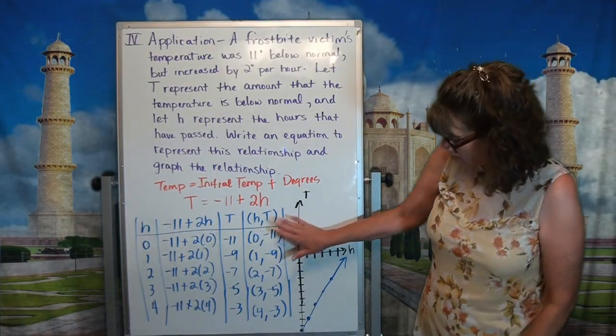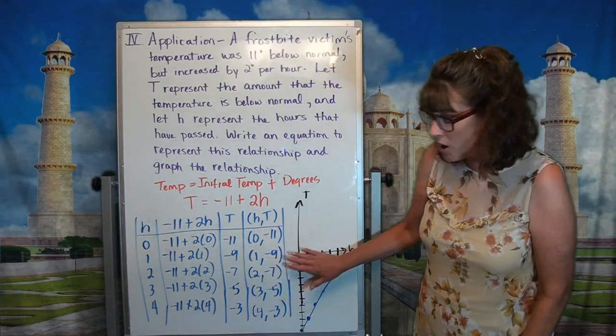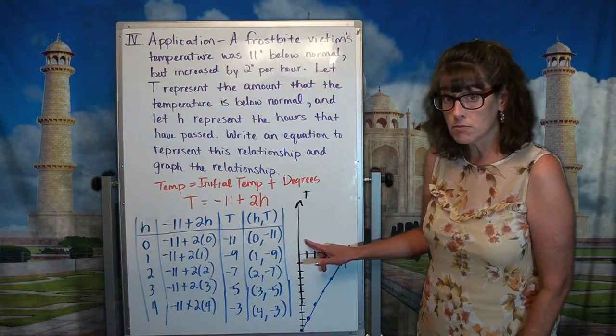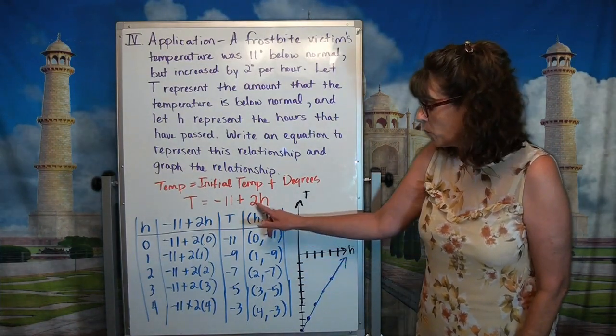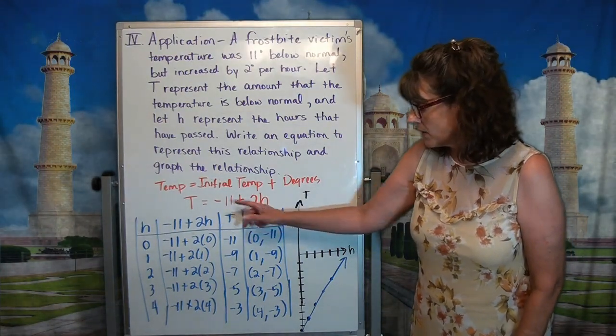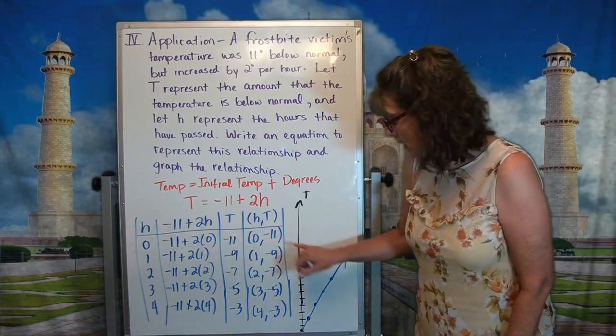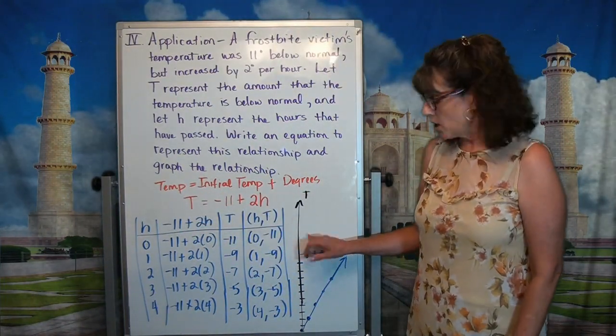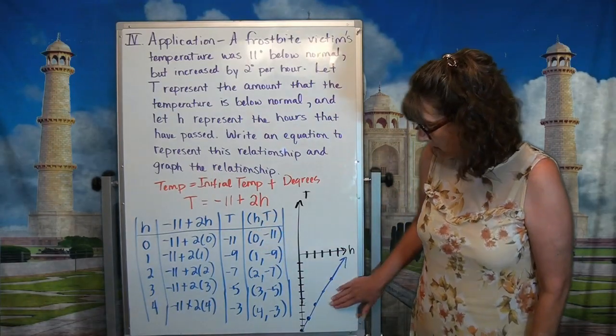What doesn't work is everything out here. None of these combinations will work. 1 hour, 1 degree doesn't work at all. Because if you put a 1 in here, 2 times 1 is 2. And 2 plus a negative 11, well, we had a negative 9. So if we get 1, 1, that temperature of 1 degree is not going to work. So everything over here doesn't work, everything down here doesn't work.